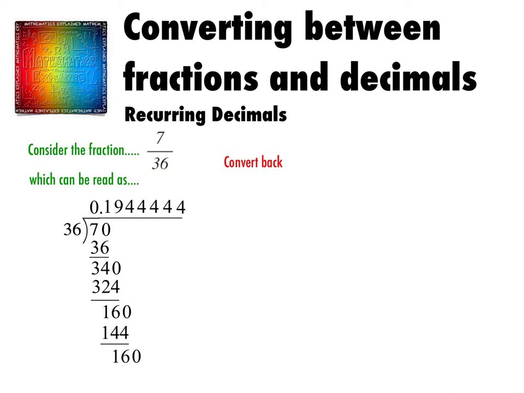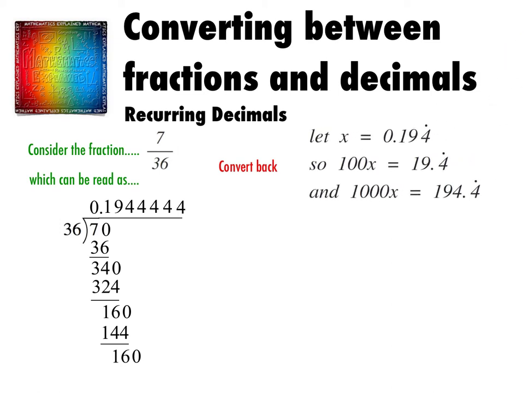So if we've established with long division that 7/36 is 0.194 recurring, then we'll ask ourselves, how would we get back from that recurring decimal to the fraction? How do we convert back? So let's take our starting point. The number we're talking about, let's call it x, and it's 0.194 recurring. The dot above the 4 indicates that it's the 4 that's the recurring digit.